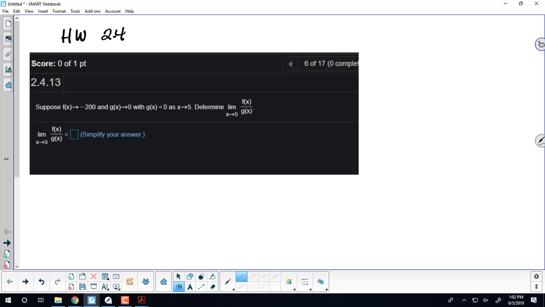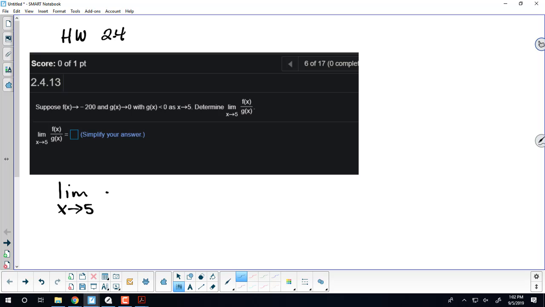Okay, so the question in 2.4's homework asks, suppose f of x approaches negative 200 and g of x approaches 0, with g of x smaller than 0 as x approaches 5. Determine the limit as x approaches 5 of f of x over g of x. So they're basically just having us put this information in as x approaches 5.